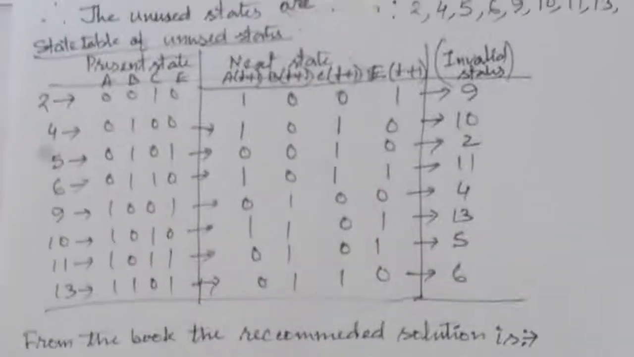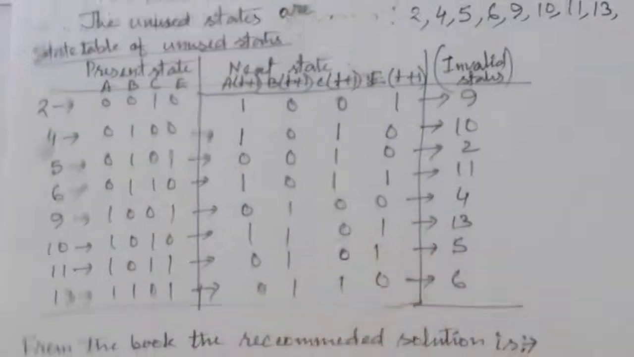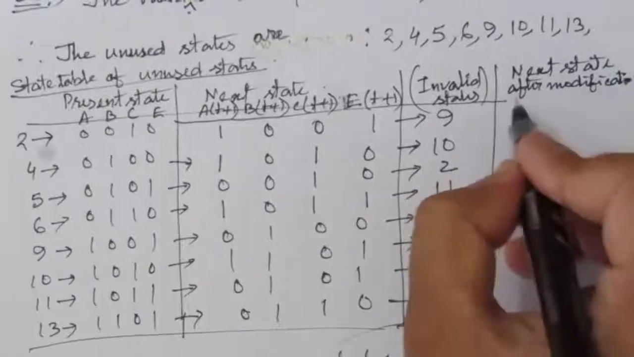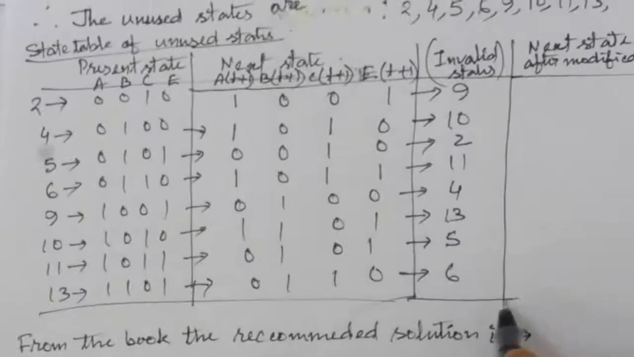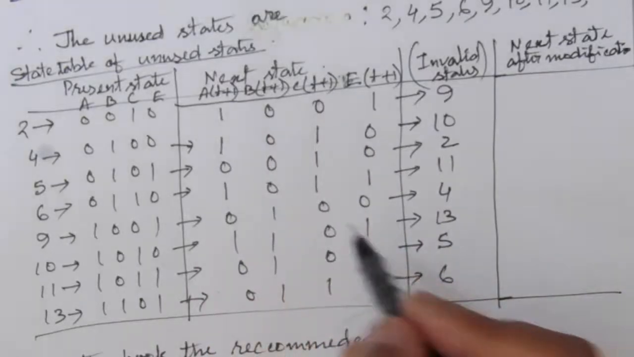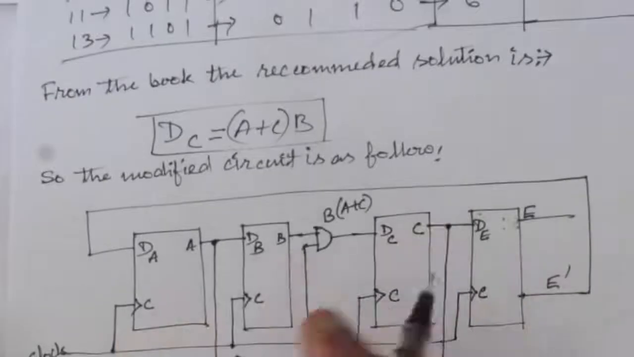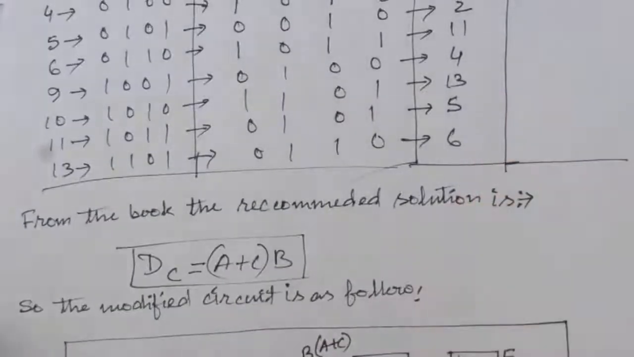Now we will again consider these unused states. After modification of this circuit, what will be the next state? Here we will write the next state after modification. Previously we got these unused states again, these are the invalid states. Now after modification, we will use this circuit for finding out the next state.